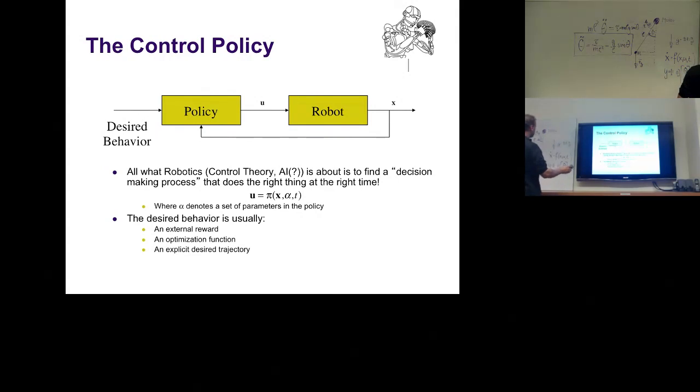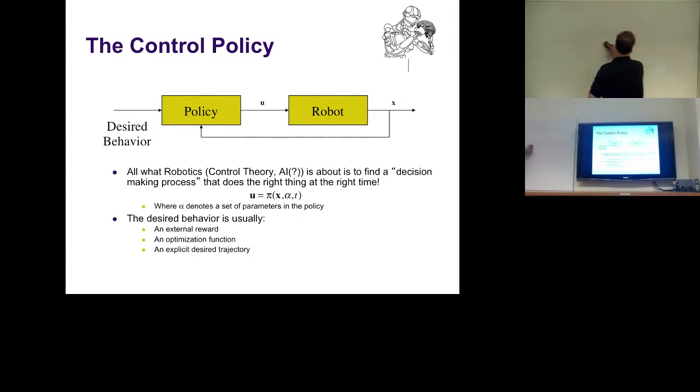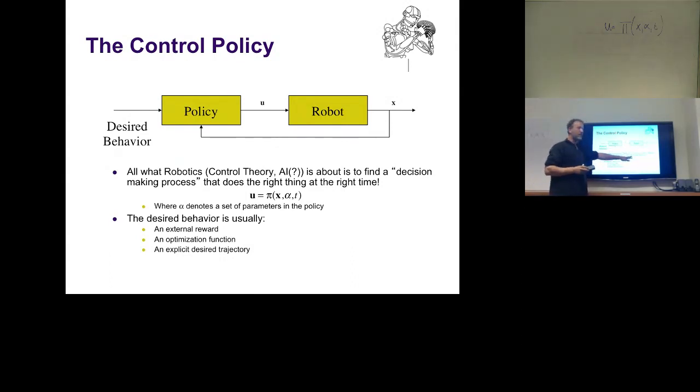So let me get rid of what's right here. May need this later on again. And so the control policy is, in general, simply written as u equals pi as a function of state, some parameters alpha, and potentially time t. So this is the policy. Very, very general. Again, if you knew this function, things would be great. We'll talk about what the parameters mean. We'll talk about what time means. We'll get all back to this.